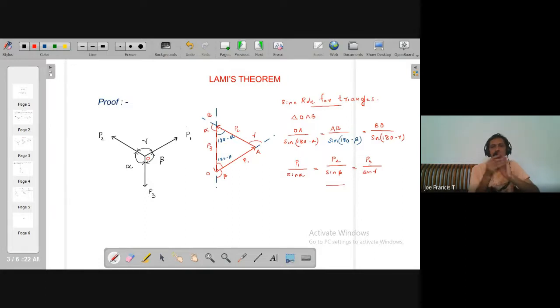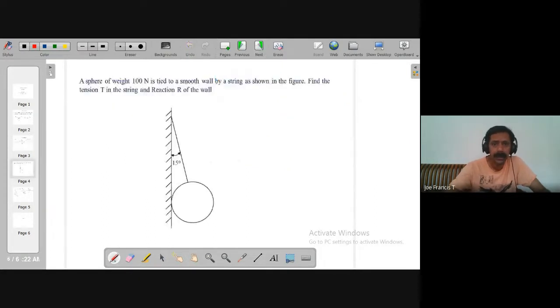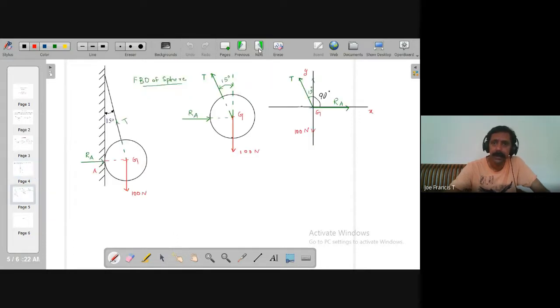The idea is if three concurrent forces are in equilibrium, then they form a closed triangle, and to that closed triangle you apply the sine rule. You can prove Lami's theorem. I told you this is useful in solving many problems in mechanics where there are only three concurrent forces involved. We already discussed one problem where a sphere is attached to a wall with a length of string. We already did it by resolving into x and y directions and writing equations of equilibrium. In fact, we can solve it using Lami's theorem, right?